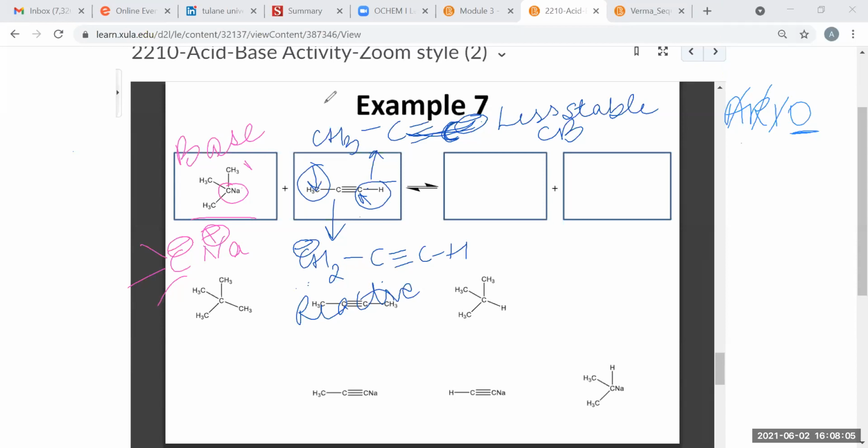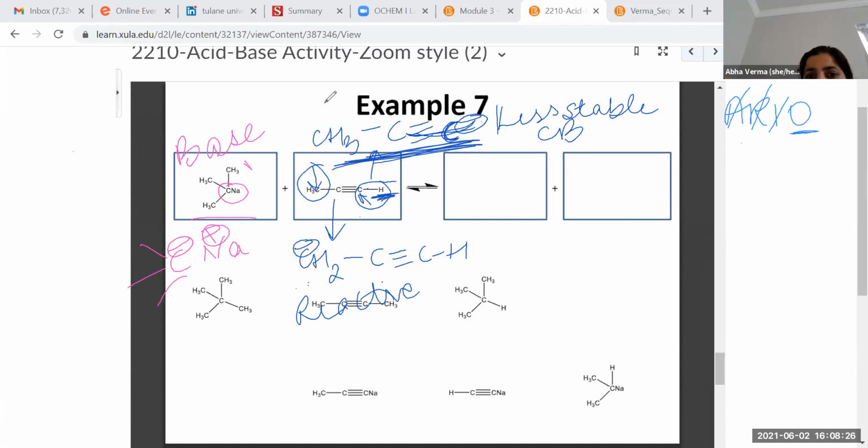I said sp. Okay, and why? Because it's more stable. What is more stable? The carbon. The conjugate base of this acid. The conjugate base of this acid is more stable. Okay? Very good, Elizabeth. Thank you for answering this.